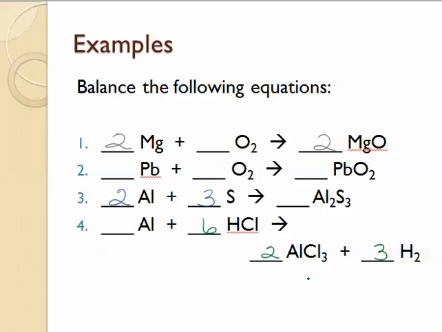And now I've also messed up my aluminum. So to go back and fix those, I need 2 on both sides. So I would place a 2 out front. Doing my one last check, I have a ratio of 2 to 6 to 2 to 3. I cannot reduce those all by the same number, so this is the simplest ratio. And that is how you balance chemical equations.